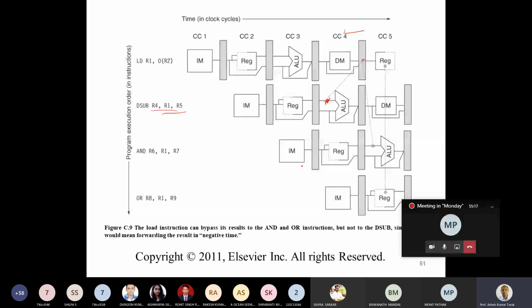Now let's look at it by means of forwarding. Can it be possible? Let's look at the subtract. The value of R1 will be produced only at the end of clock cycle 4, and the value of R1 is needed by the subtract instruction at the beginning of clock cycle 4. So it is not possible to do a backward forwarding. Time moves in the forward direction. So by means of data forwarding, it's not possible to send the data from the load to subtract and avoid a stall.